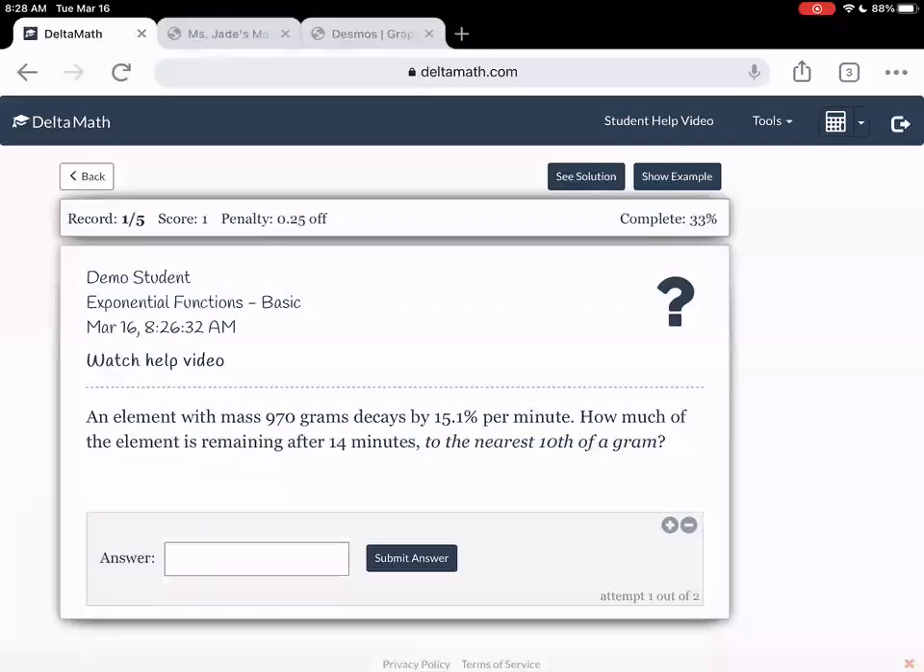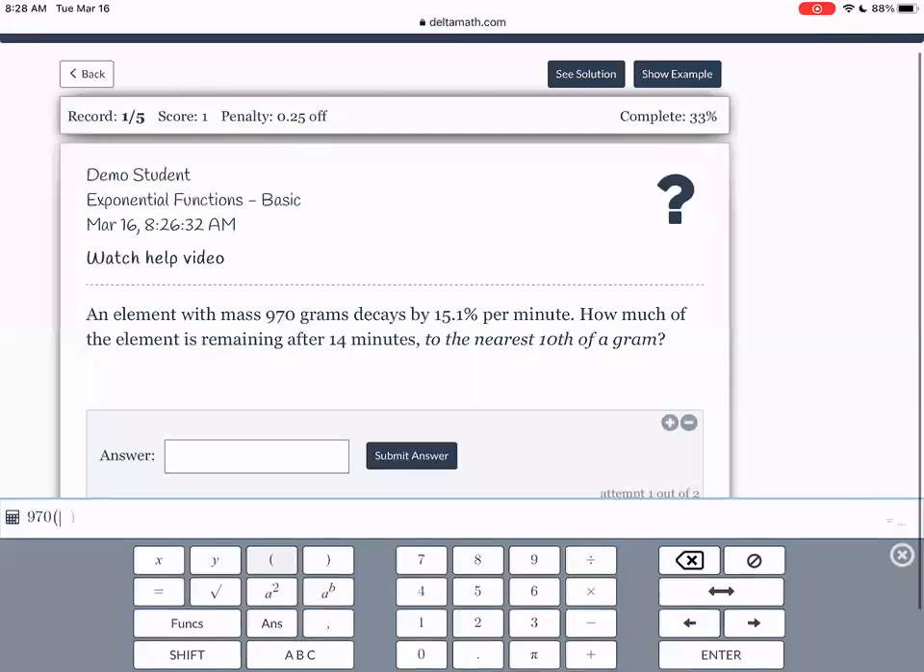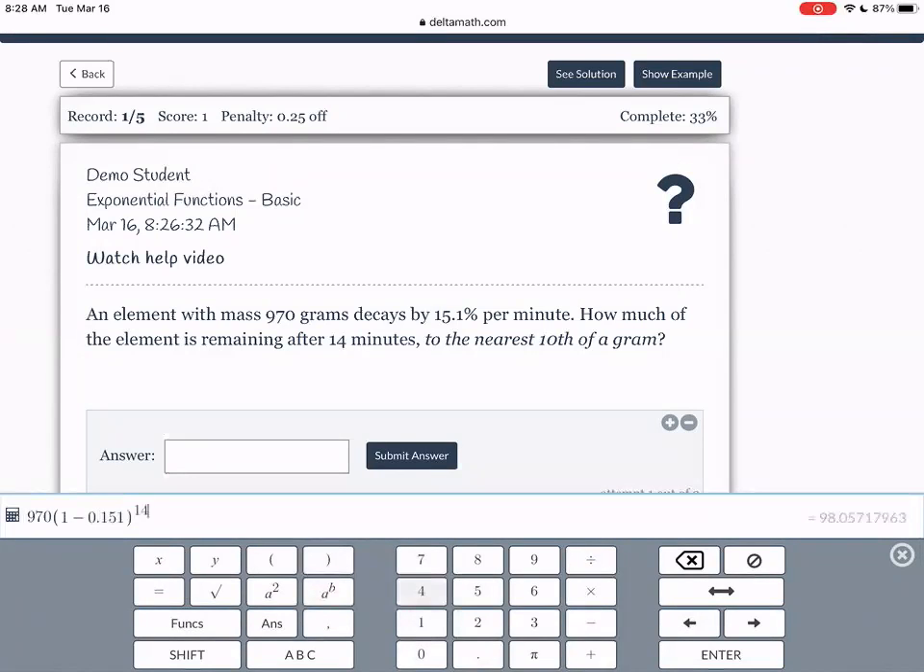And type it in. Okay, so we have 970, and then 1 minus 0.151 to the power of 14. So I literally just typed in what I said I would type in, and we got 98.057. We are rounding it to the nearest tenth of a gram. That means 1 decimal place. So I'm rounding this to 98.1 because it's technically a 0.05. So the 5 is a big number, so we're going to round the 0 up to a 1. So it's 98.1. Are there any questions?